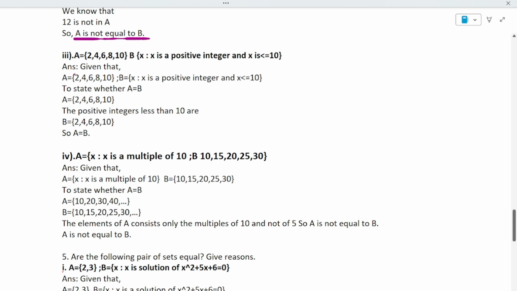Now let's take the third question. They have given us 2, 4, 6, 8, 10, and here they have given positive integers less than or equal to 10. We can take positive integers from 1 to 10. Positive integers means negative numbers like -1 you cannot take. So you should take 1 to 10 and consider the sets given here. So you say that it is equal to B. You take B also as 2, 4, 6, 8, 10 as they have mentioned here.